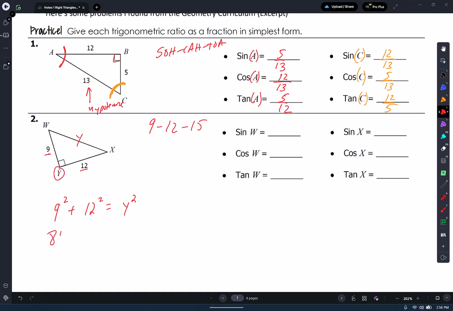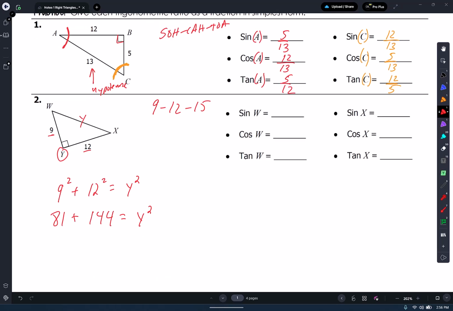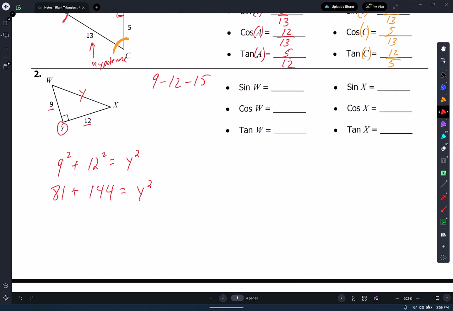9 squared is 81. 12 squared is 144. And that still equals my little y squared. Are we still okay? Okay. 81 plus 144. Let's see. You guys know? Here's how I do it. I'm not the fastest. If you guys can think of a faster way.